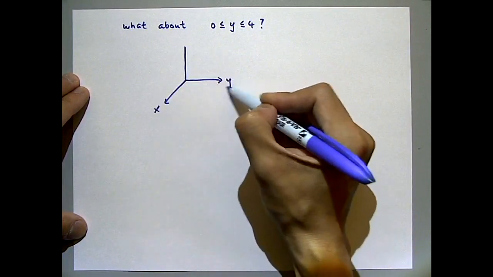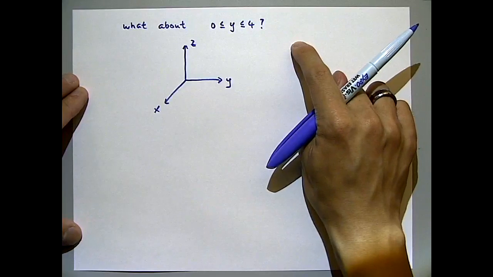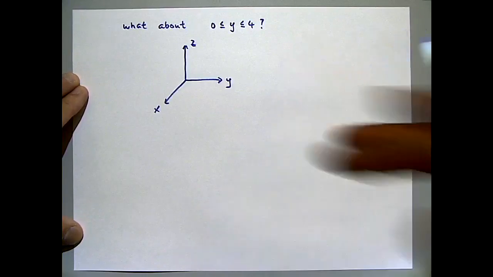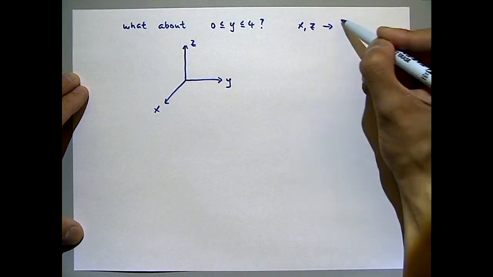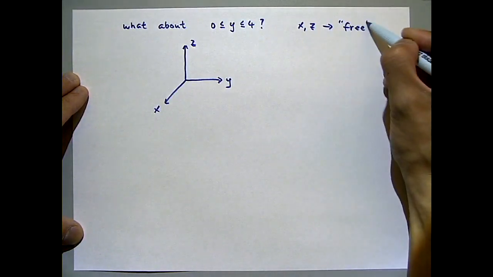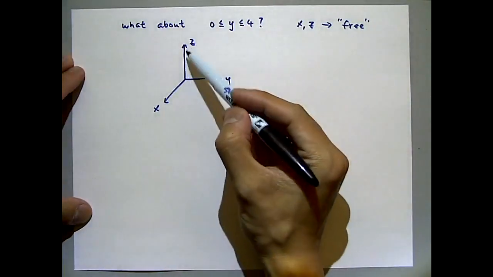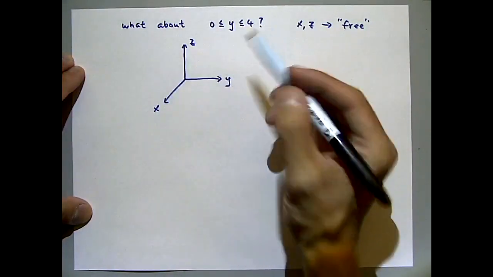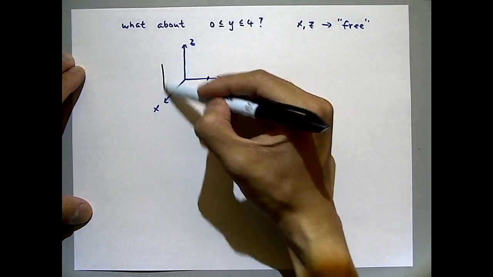So you see here, x and z are not specified. So that means x and z are free. They can take on any value that they're allowed to have, and we're not placing any restriction on them. And we're saying that y has to be between 0, which is the x and z plane, and 4. So here's 4.